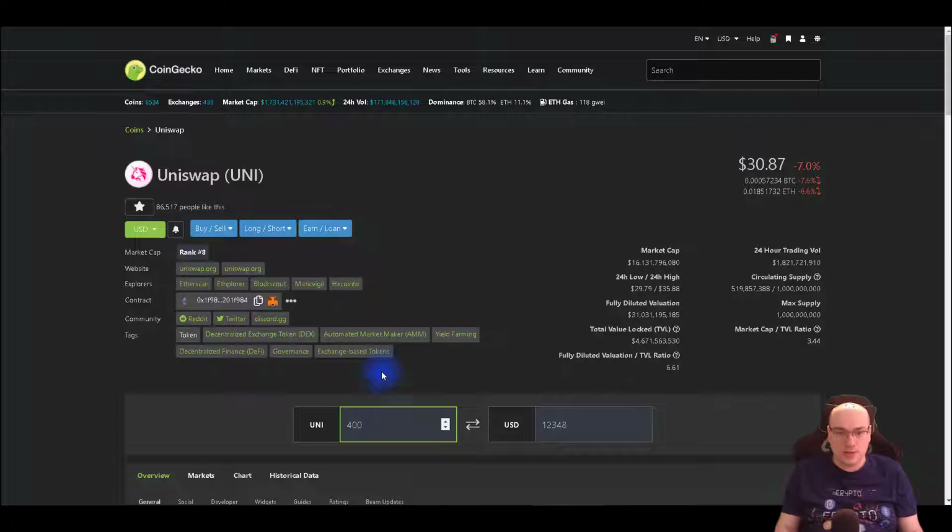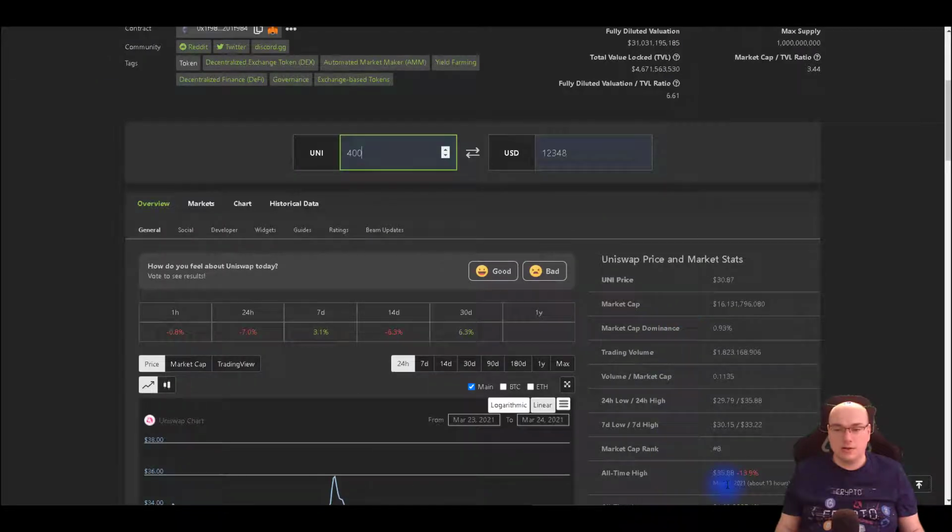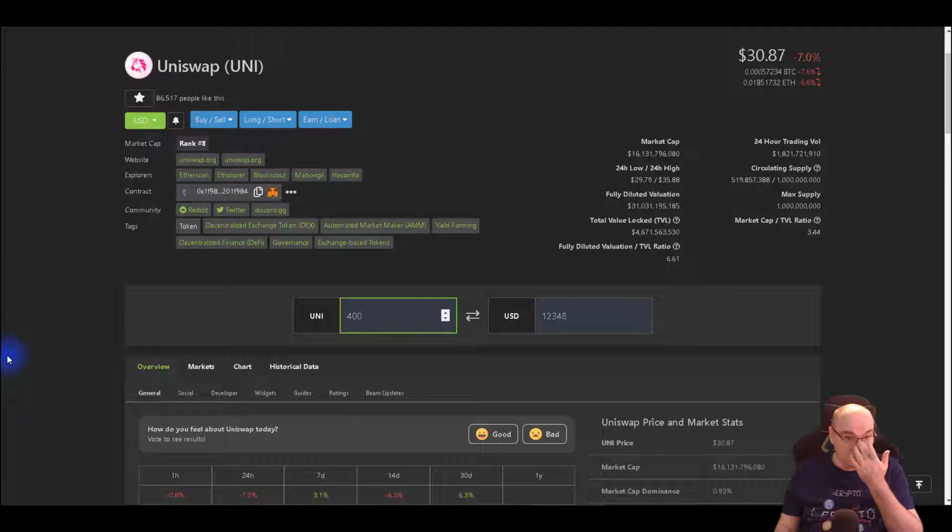So look at this, guys. If you have held your 400 Uni tokens, you could have gained more than $12,000 at the current recording, at this price of $30.87. But like I said, the all-time high was at 35.88, so almost $36. So you could have made a lot of free money if you had the free Uni tokens given to all users.